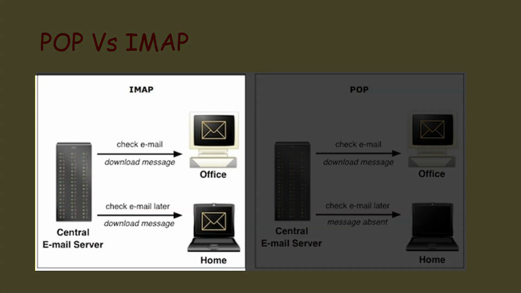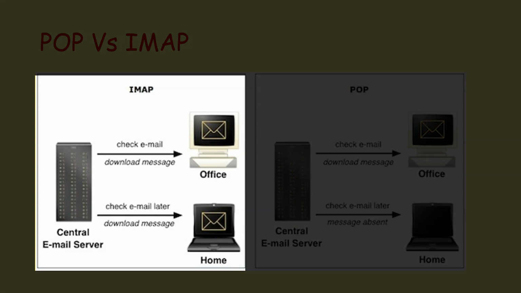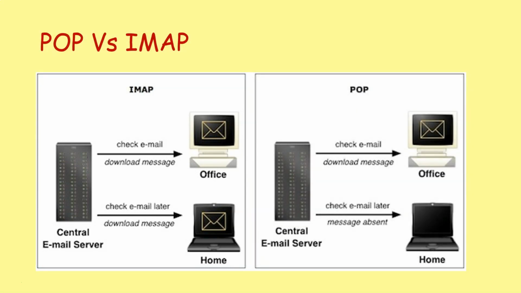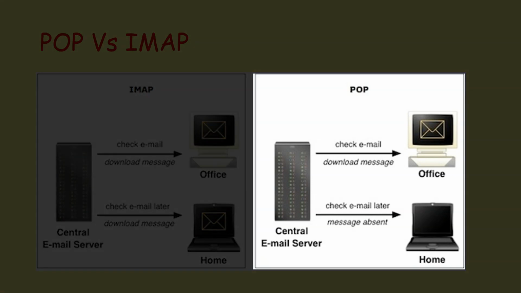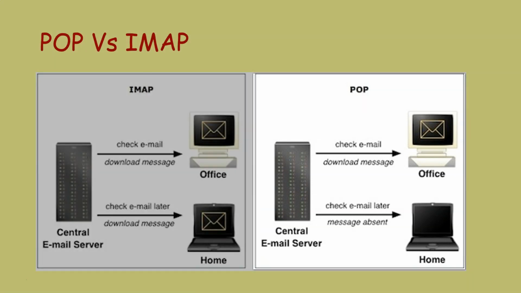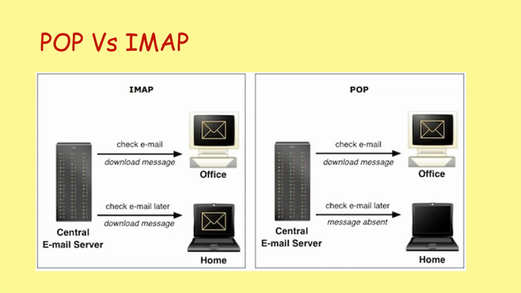With IMAP, if I download the message onto my Office PC, I can then go home and see the same message from my home PC laptop. It's still available on the email server for me to read. But with POP, if I check it on my Office PC, that message is downloaded and then deleted from the server. So if I check it at home, that message is not there and I can't read it.